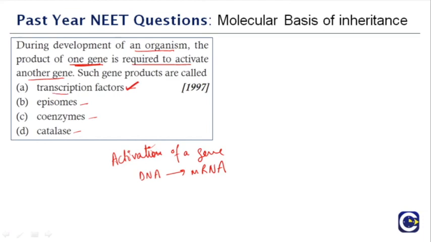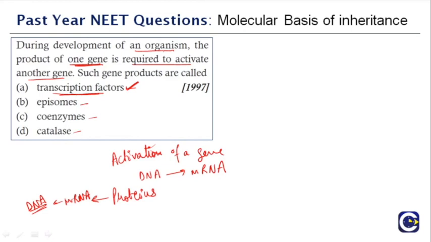And where do these transcription factors arrive from? What is the composition? These transcription factors are all proteins. So where do proteins come from? Again, proteins come from mRNA and mRNA comes from DNA. Okay, is it clear? It's a bit of a tricky question, but if you understand it well, it is fine.